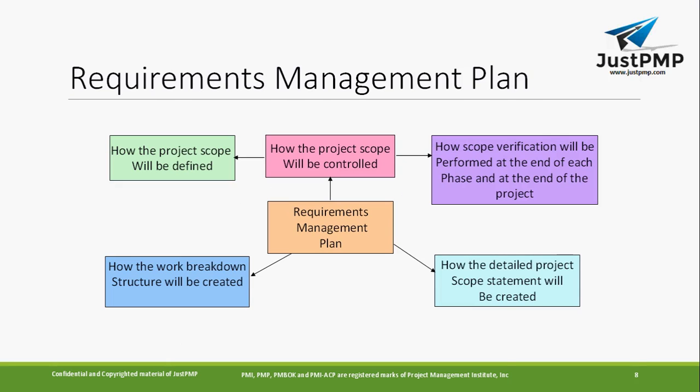The requirement management plan is one of the outputs of plan scope management. What does the requirement management plan consist of? How the project scope will be controlled, how it will be defined, and how scope verification will be performed at the end of each phase. It is all about how your work breakdown structure will be created and how the detailed project scope will be created. More or less, it is all about how you document and manage your requirements.